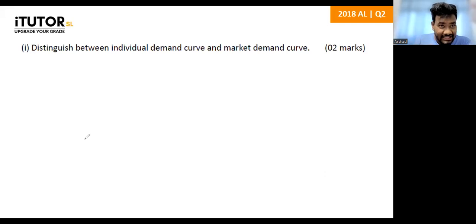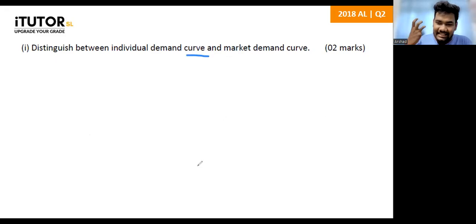Individual demand is one person's demand, one individual's demand for one good. For example, let's say my demand for mobile phones. Then what is market demand? Market demand is everyone's demand for one product. So it's the collection of all the individuals. Now, if you take the entire amount of people in Sri Lanka, everyone's demand for mobile phones is what you call market demand. Since they are using the word curve here, right?